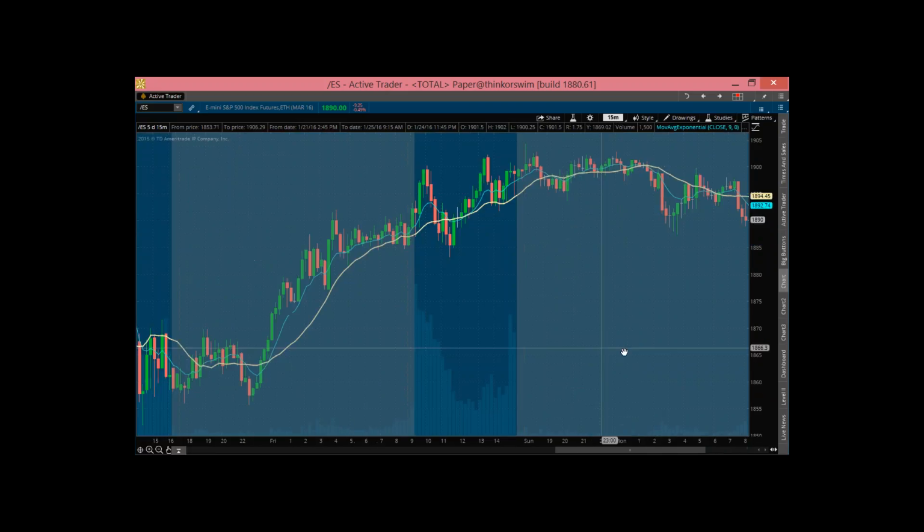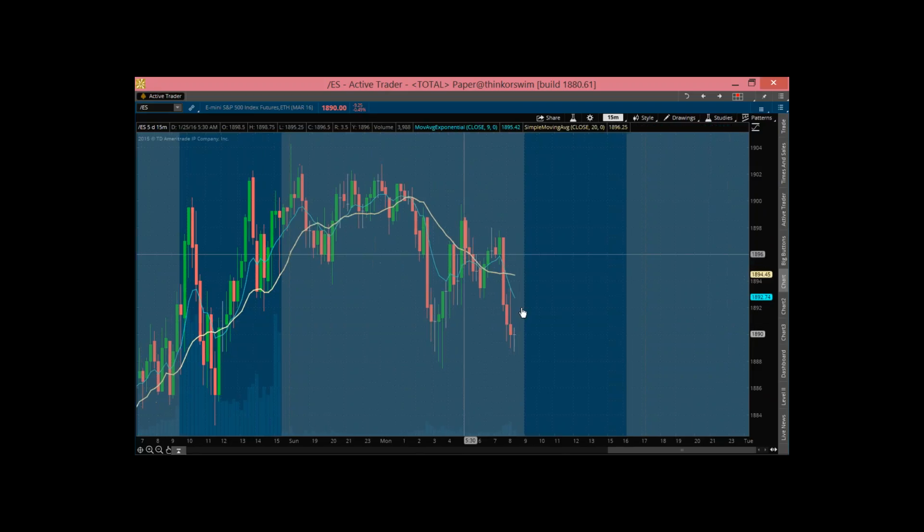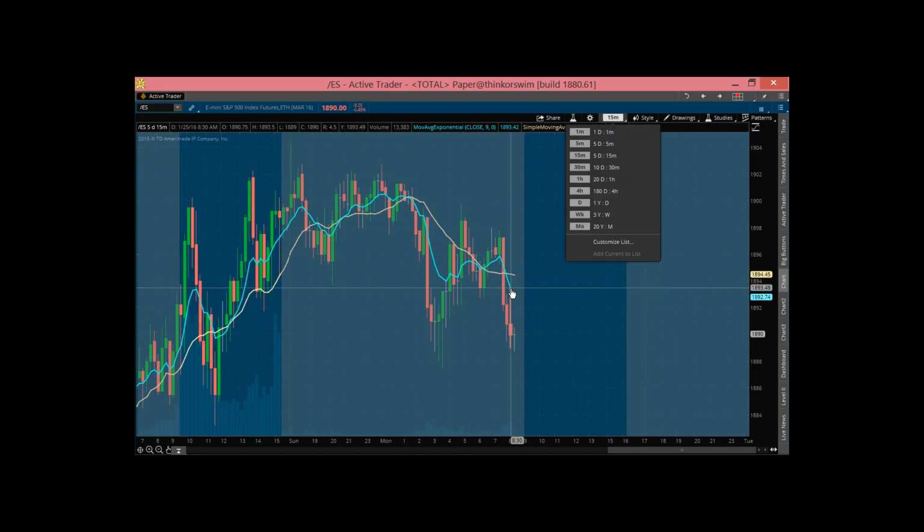Let's see if there's any targets down here. There is one all the way down here at 1863, call it 1864. So the trend is down, and we just rejected the 9 after coming up and closing that technical gap.